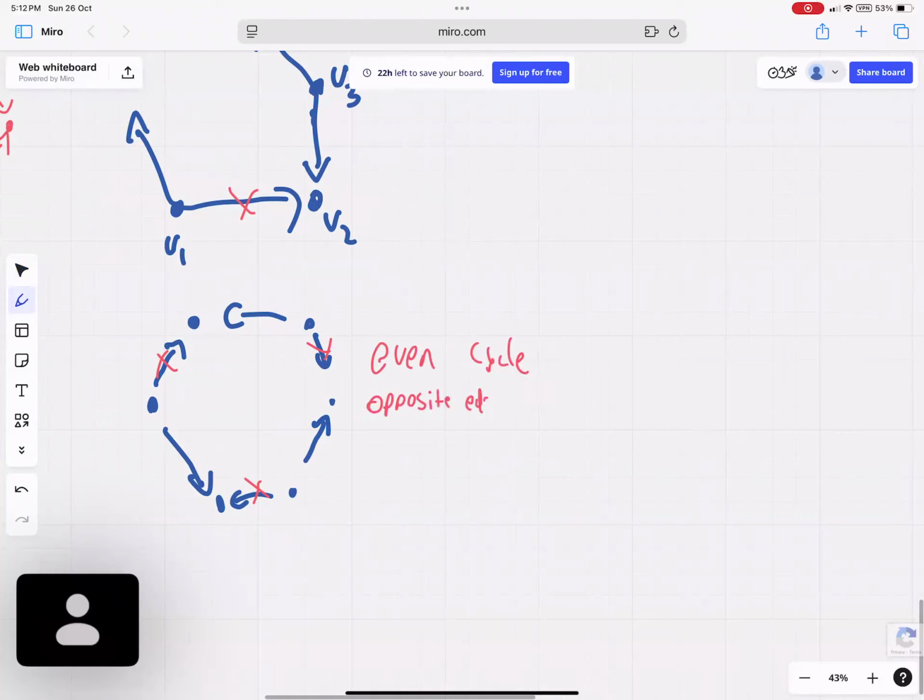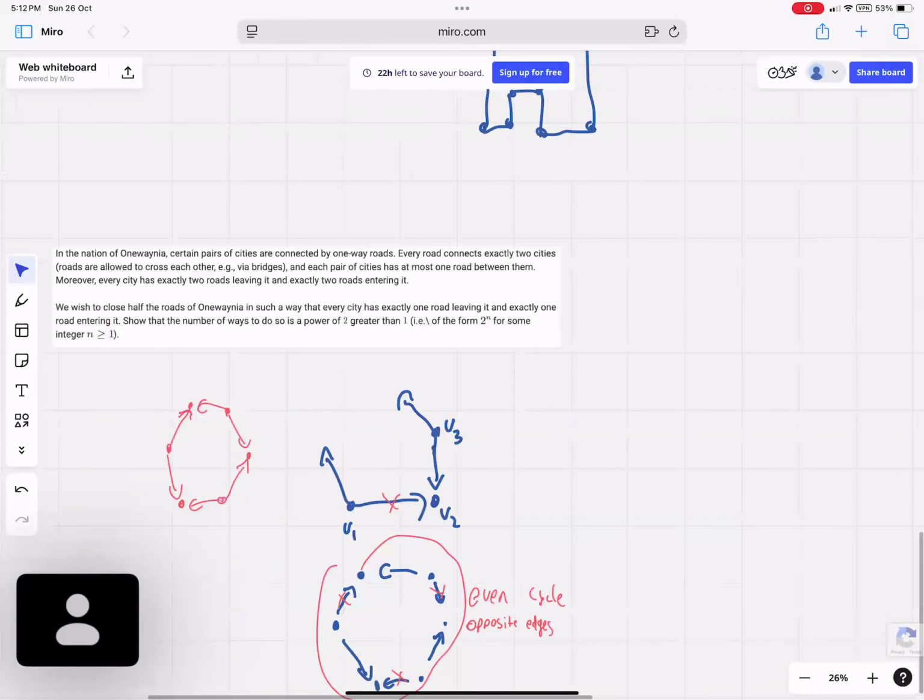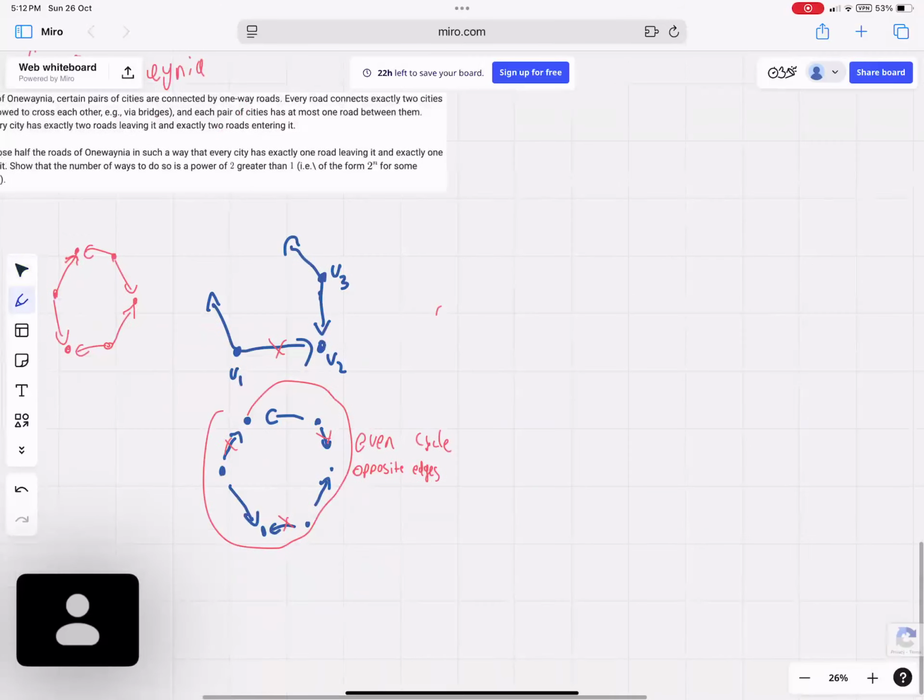So are you saying we partition this into two sets? Yes. So the thing is, what we do is we break this original graph G into these so-called anti-cycles.